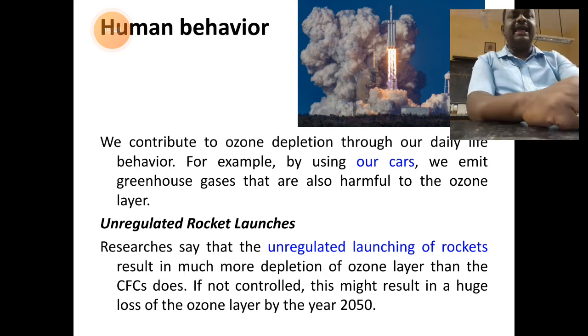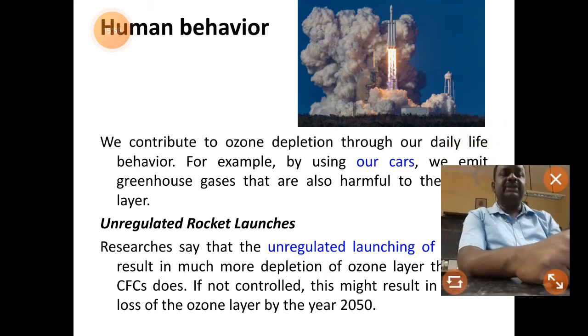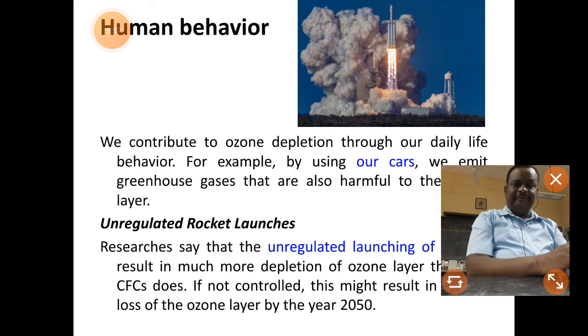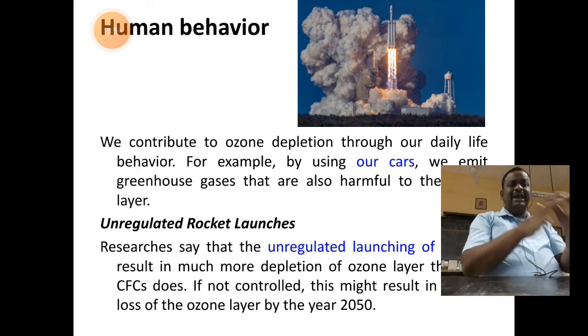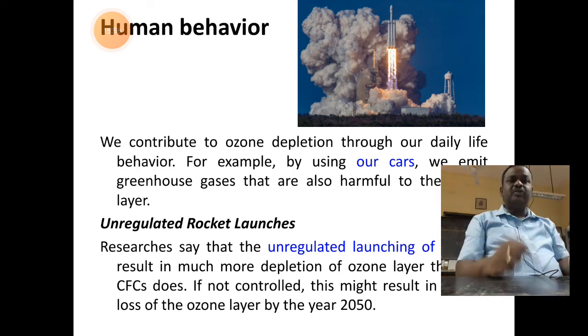Above here in this slide, we can find an image where enormous gases of chlorines and bromides are released during the launching of the rockets.